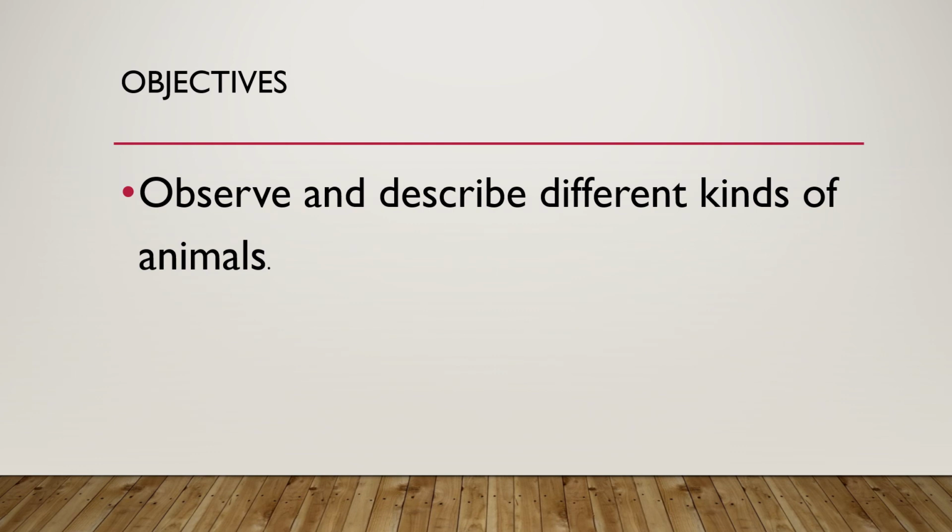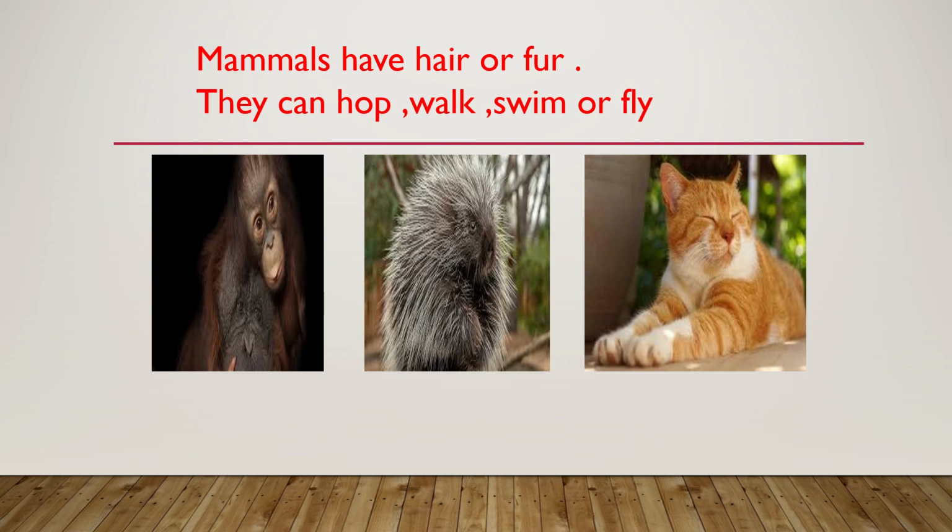Our objectives in this lesson: when we end, we can observe and describe different kinds of animals. The scientist, like you, inshallah, now you are little scientists, but when you are adults, inshallah, you will be like the scientists. The scientists classify the animals into many groups.